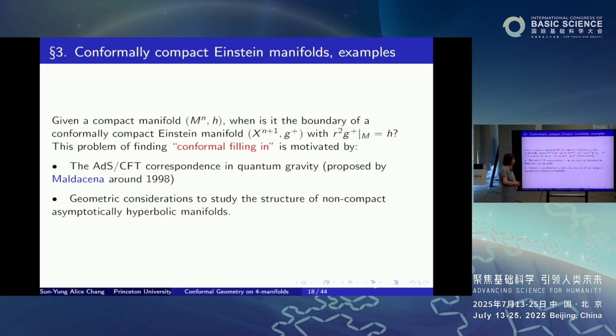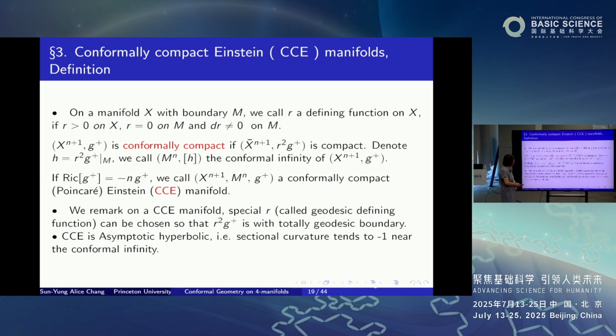And it turns out this Poincare-Einstein metric, if one can conformally compactify it, is also asymptotically hyperbolic. And this is a problem well studied in geometry, asymptotically hyperbolic metrics. Okay, so here's the definition.